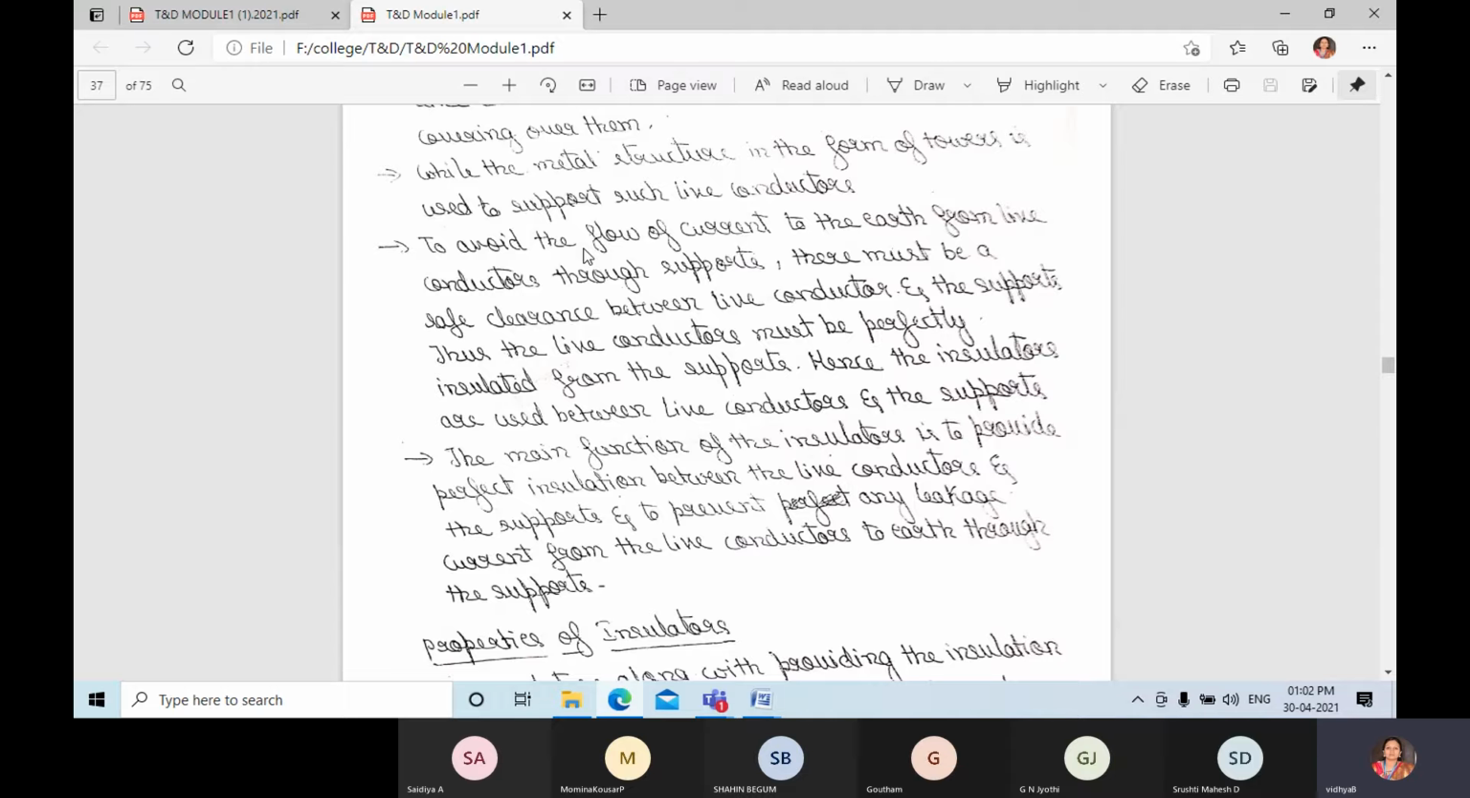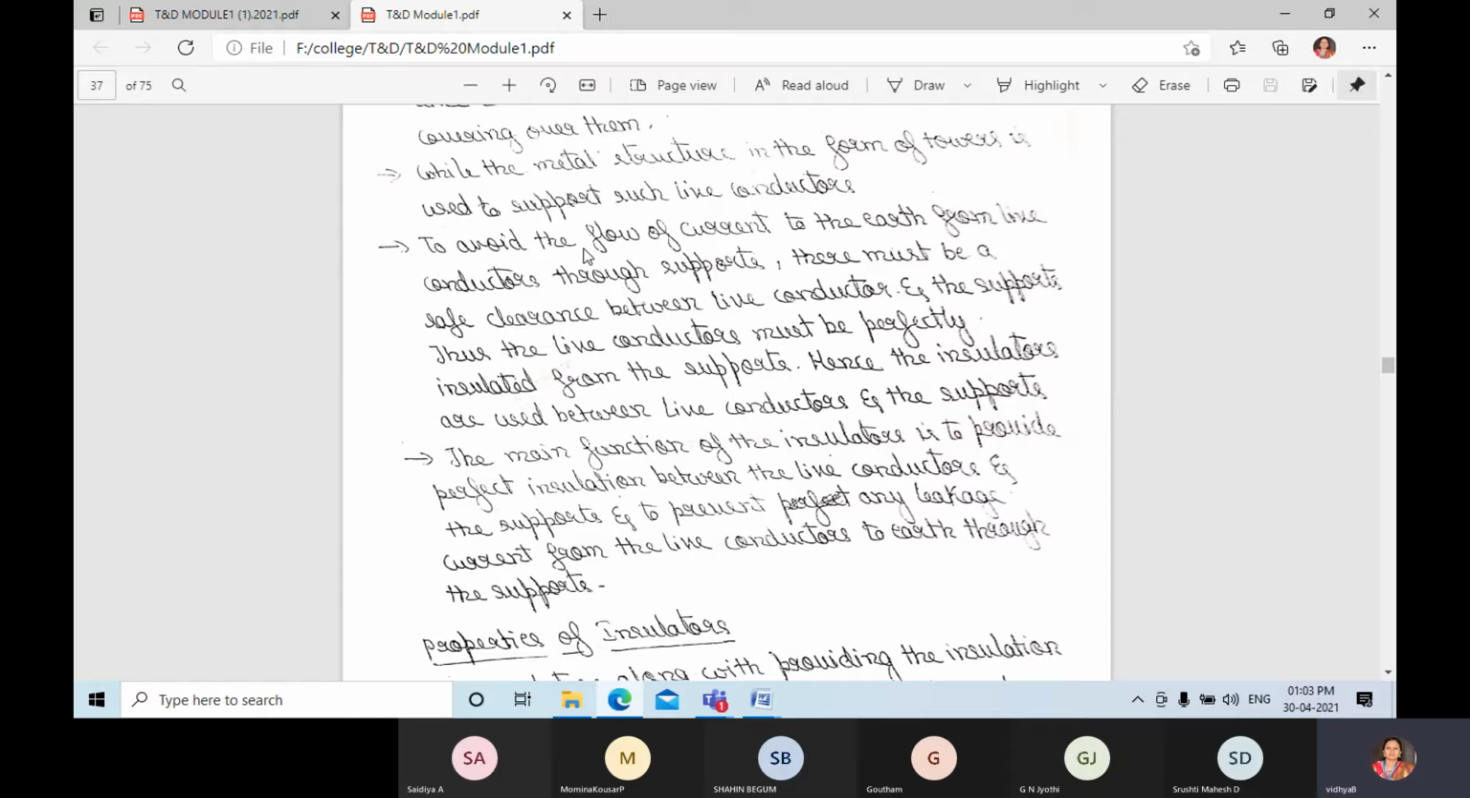Supports, you know, means the pole. This is a pole, this is a conductor, and this is a pole. Between the live conductor and the pole, it should not affect. One part should be there to provide insulation. Because the conductor doesn't have insulation here, only air acts as an insulating medium. So they need insulation between the live conductor and the supports.